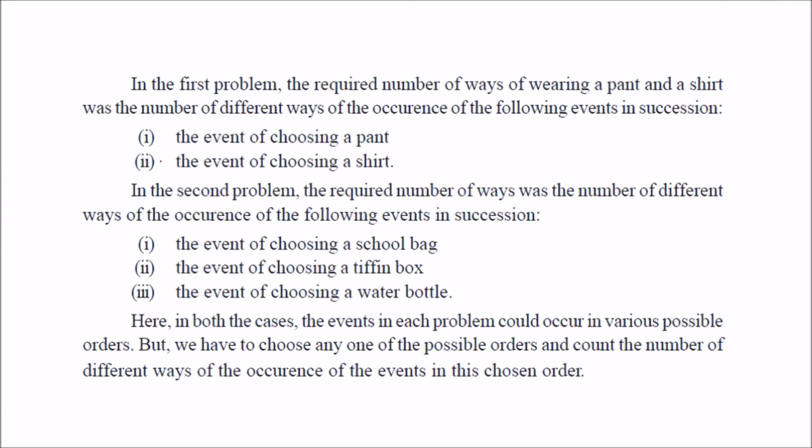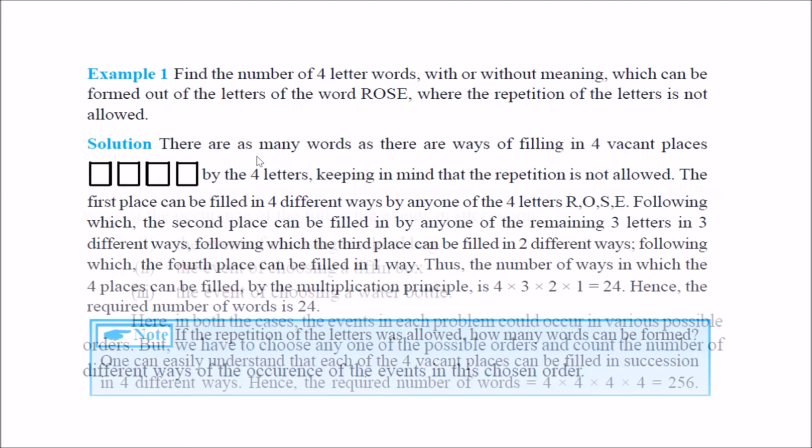So we have seen 2 problems by now. The first problem was wearing or choosing pant and shirt. The second was choosing school bag, tiffin box, and water bottle. In both cases, we can have various possible orders. So we are talking about the orders or the arrangement. We need to choose any one possible order and count the number of different ways of occurrence of the events in this chosen order.